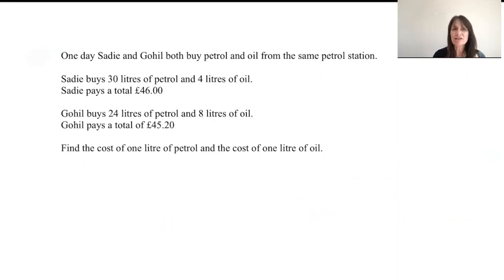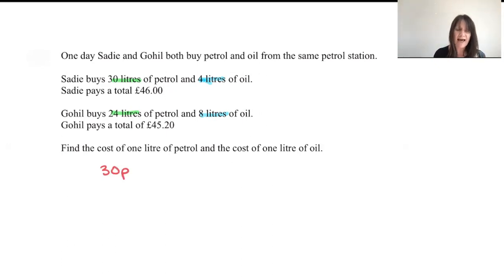Okay, now you could take a trial and error approach here to see if you can work it out that way, but this question is really designed to be solved using simultaneous equations. If you think about that very first sentence, you've got 30 litres and you've got 4 litres, one's petrol, one's oil, okay? And then you've got those two same variables coming up again. So what you would do is you would write 30p for petrol, otherwise you're going to get confused.